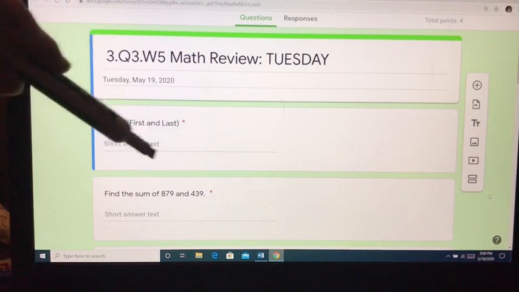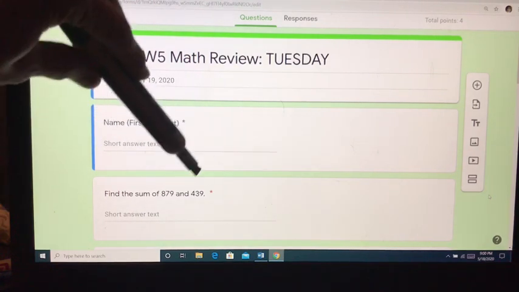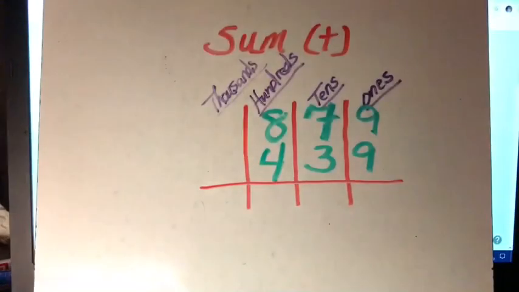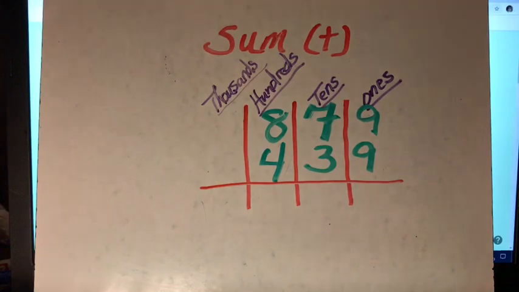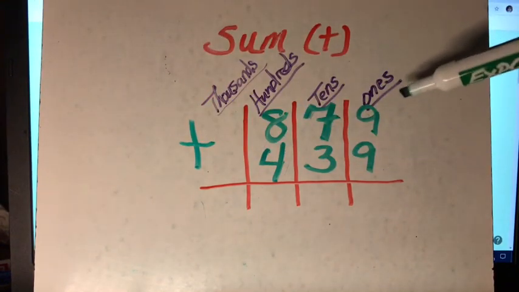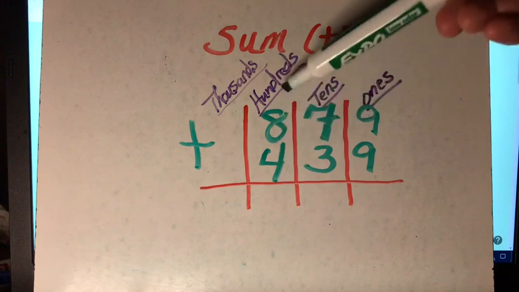So I've read the problem. I look for my numbers, 879, 439, and then I look for that key word in there and I see the word sum. All right, so I'm going to get my board and I'm going to put in my numbers, 879 and 439. It's sum, so I put my plus in. All right, and I have it lined up and my numbers are stacked.